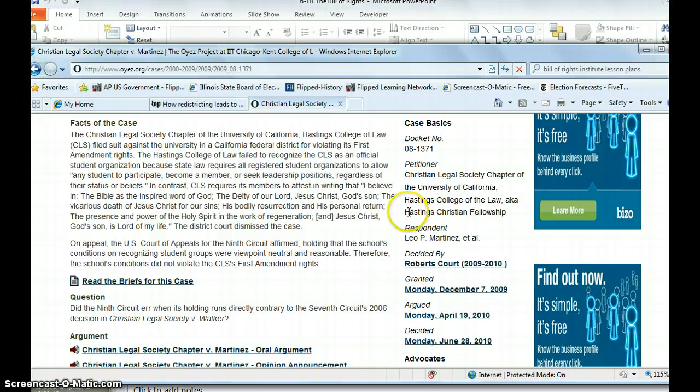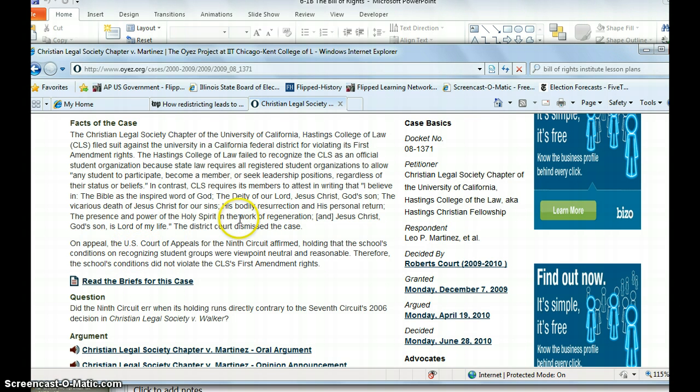If you look at the facts of the case, Christian Legal Society Chapter of the University of California, Hastings College of Law School filed suit against the University in California in Federal District for violating its First Amendment rights. So do me a favor, read this all the way here, and you can pause it right now and read it, because I can see I'm running out of time. Okay, so now you have the facts of the case.